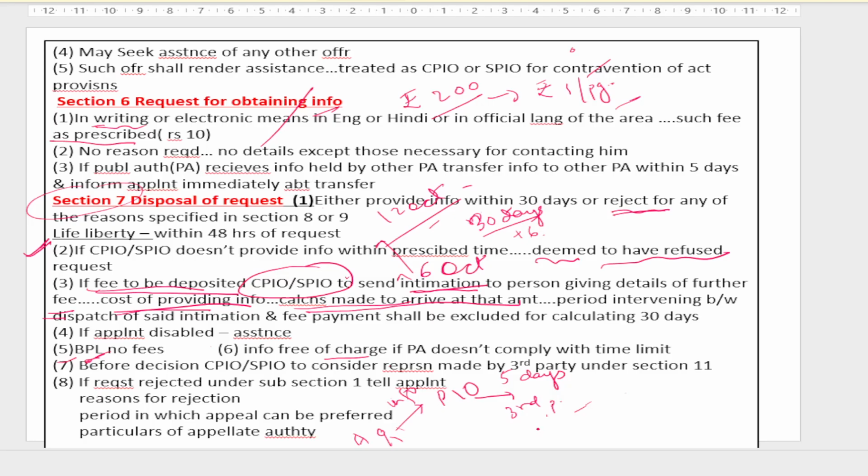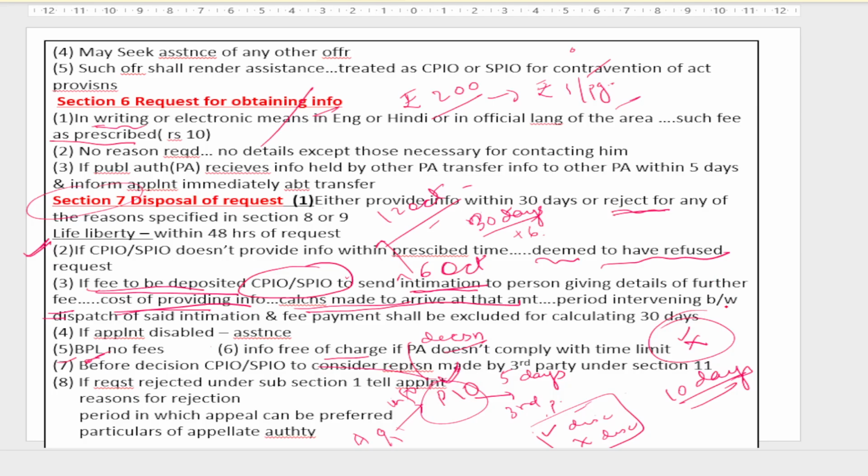asking the third party, please give in writing or orally your decision whether we should disclose the information or should not disclose the information. Please either give your consent or refuse your consent within a period of 10 days. So the third party will be given a 10-day period to make a representation to the PIO, telling whether it wants the information to be disclosed or not. This representation will be considered by the PIO when making a decision with respect to disclosure of the information.